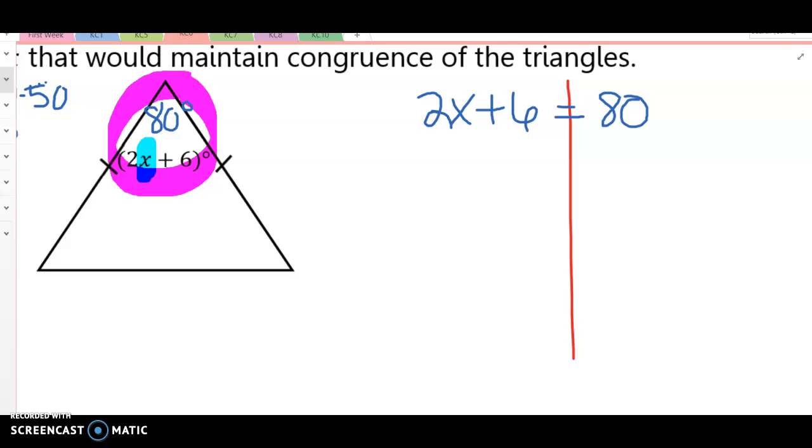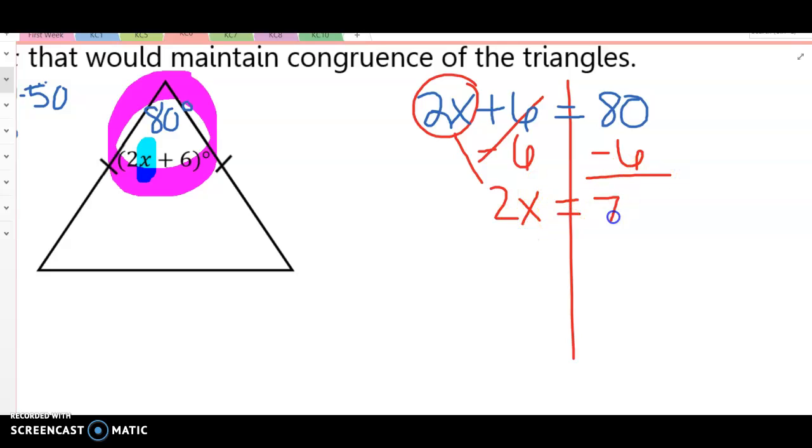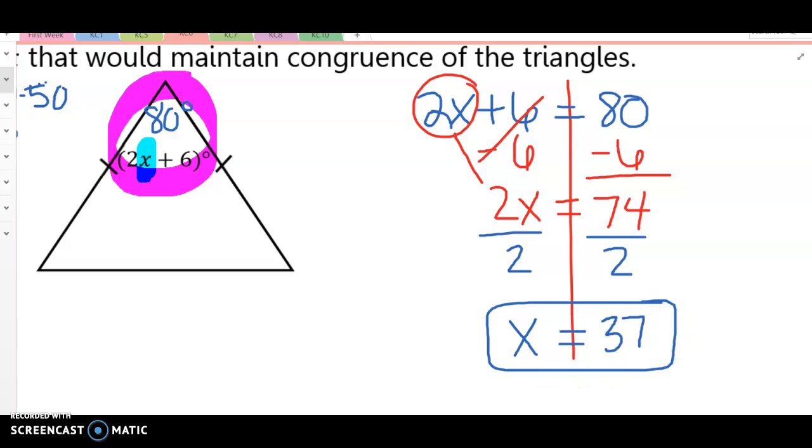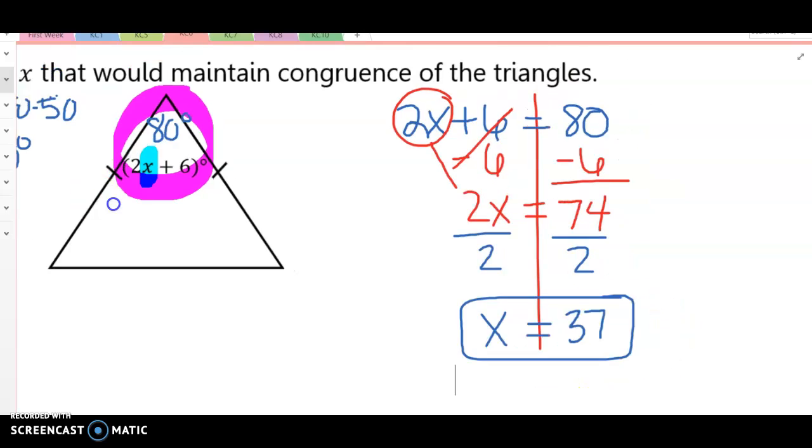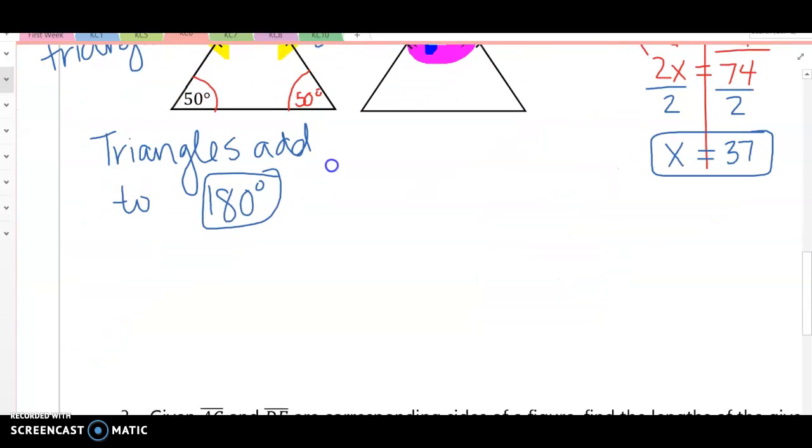We're solving for x, so we need to undo the plus 6. We bring our 2x down, so we get 2x equals, and then 80 minus 6 is 74. Then we divide both sides by 2, so we get x equals 37. So that's how we figure out the value of x.